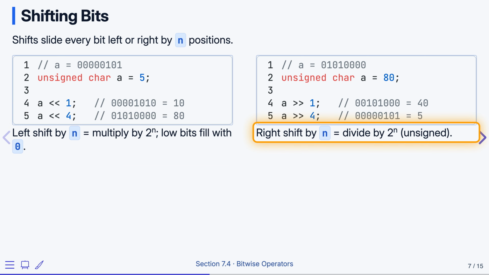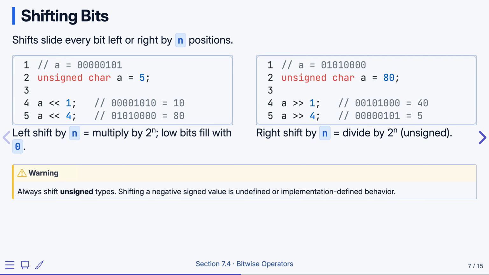On the right, shift right, 2 greater-than signs. Take 80. Shift right by 1 gives 40, by 4 gives 5. So shift right by n divides by 2 to the n. One warning: always use unsigned types with shifts. Shifting a negative signed value is undefined or implementation defined, and it will surprise you.